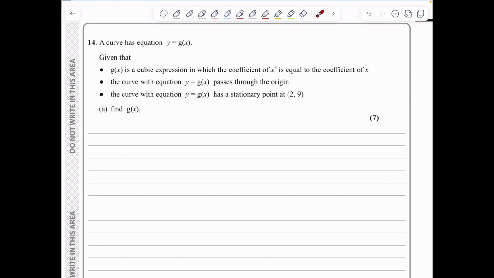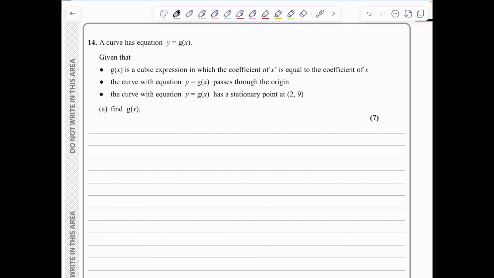In question 14, we've got a curve with the equation y is g of x, and it is given that g of x is a cubic expression in which the coefficient of x cubed is equal to the coefficient of x. In addition, the curve passes through the origin and has a stationary point at (2, 9), and we need to find g of x.